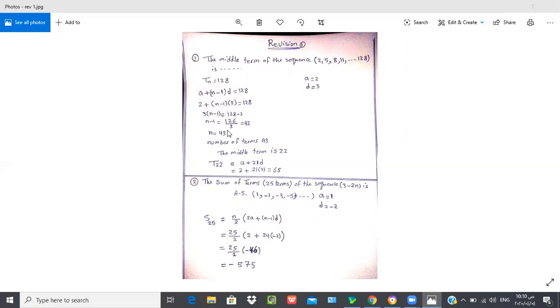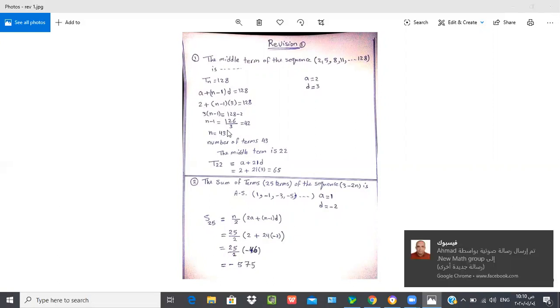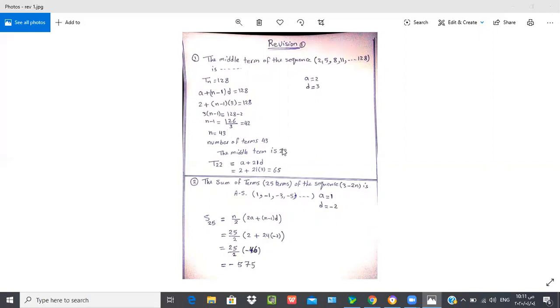So if you divide 43 by 2, you will find 21 terms on the right and 21 terms on the left, and between them you will find the 22nd term. So this term is the middle term. You can find T22, a plus 21d, and substitute. This is the result. Okay?